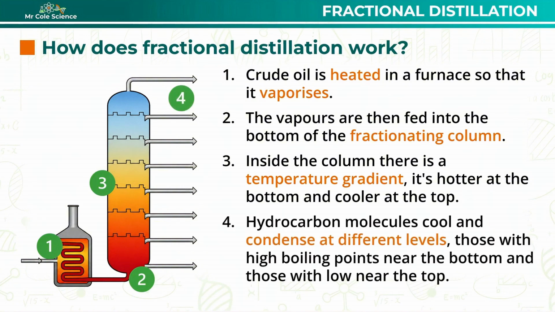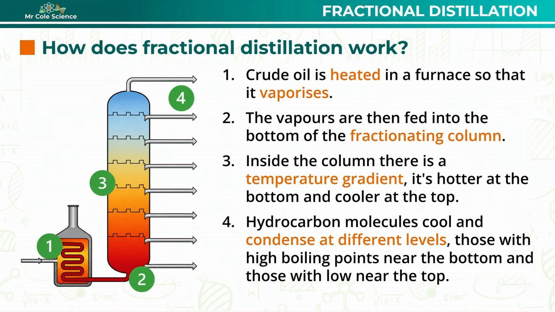As the hot hydrocarbon vapors rise through the column, they begin to cool. Eventually, each hydrocarbon reaches a point where the temperature of the column falls below that of its boiling point. When that happens, the hydrocarbon condenses back into a liquid. Once condensed, it can no longer continue rising as a vapor, so it collects at that level of the column and is drawn off as a fraction.